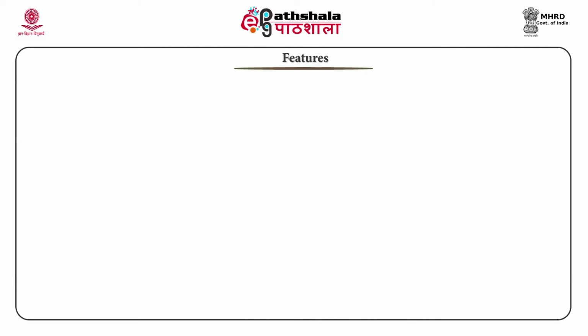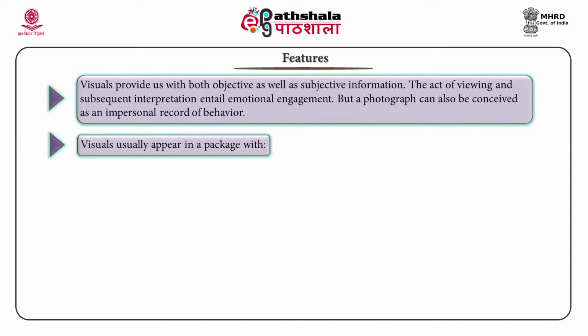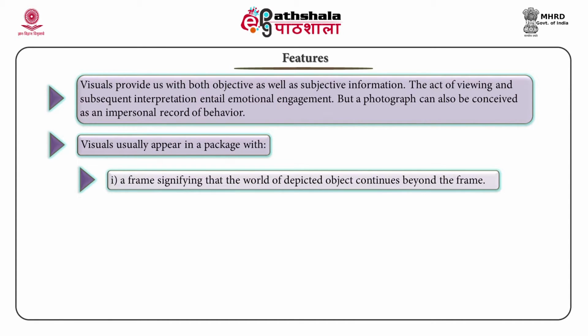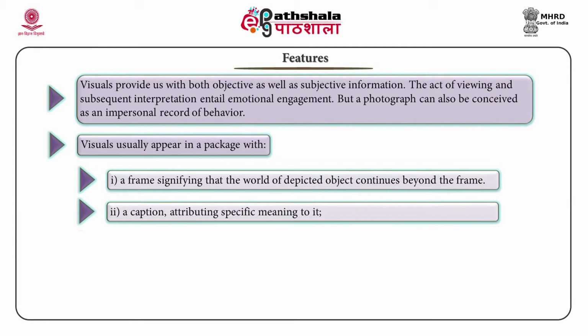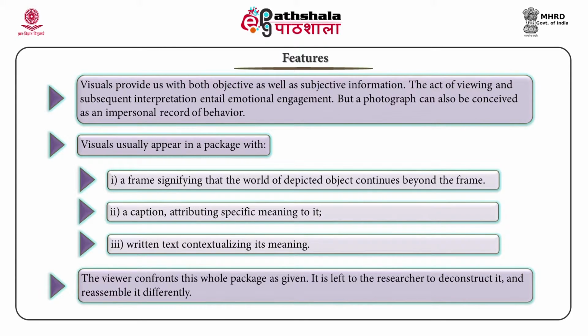What are the features of visuals? Visuals provide us with both objective as well as subjective information. The act of viewing and subsequent interpretation entail emotional engagement, but a photograph can also be conceived as an impersonal record of behavior. Visuals usually appear in a package with, 1. A frame signifying that the world of depicted object continues beyond the frame. 2. A caption attributing specific meaning to it, and 3. Written text contextualizing its meaning. The viewer confronts this whole package as given. It is left to the researcher to deconstruct it and reassemble it differently.